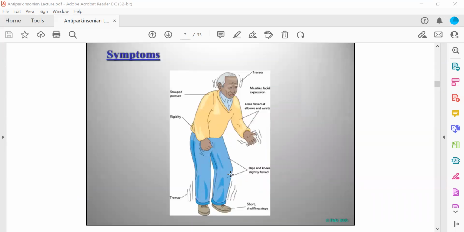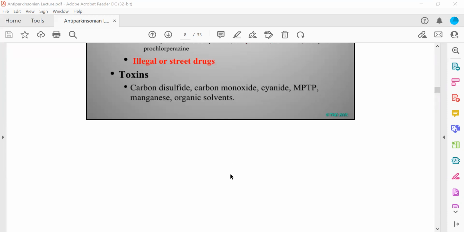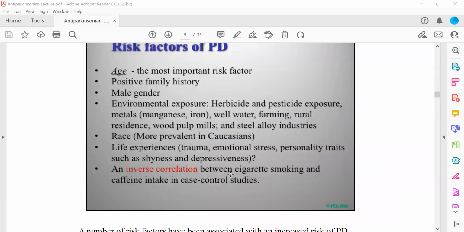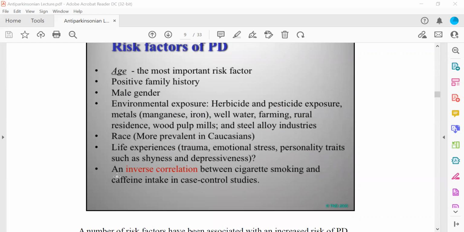Here you can see a visual representation of the signs and symptoms associated with Parkinson's disease. You can also get secondary Parkinson's disease that is induced by drugs or certain toxins. Take note of that. There are a number of risk factors. Age is probably the most important risk factor, but there are quite a few others as well. An interesting one is that there's an inverse correlation between cigarette smoking and caffeine intake in case control studies, where they say that people who smoke and drink coffee have a lower prevalence of developing Parkinson's disease.